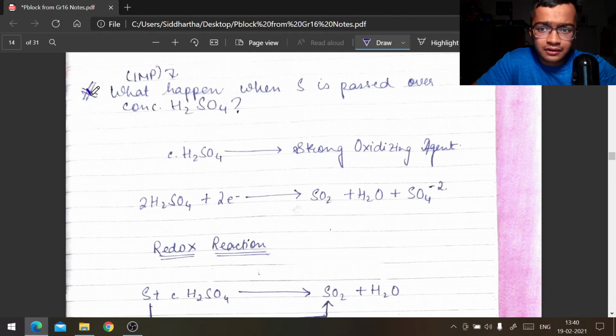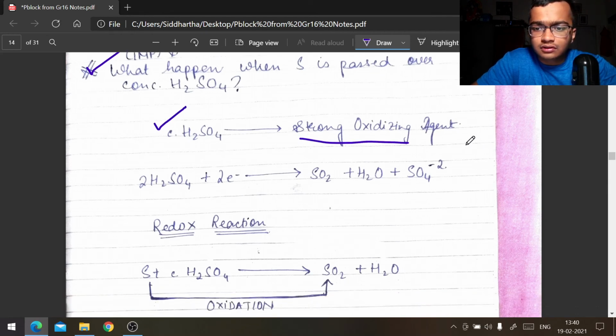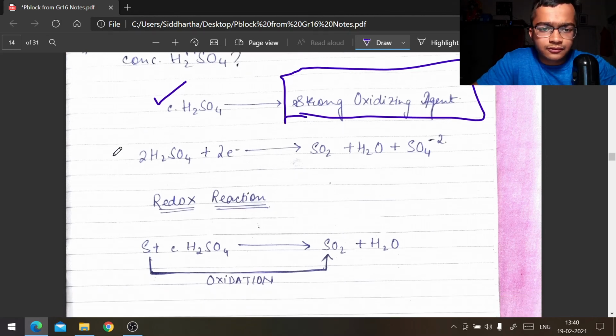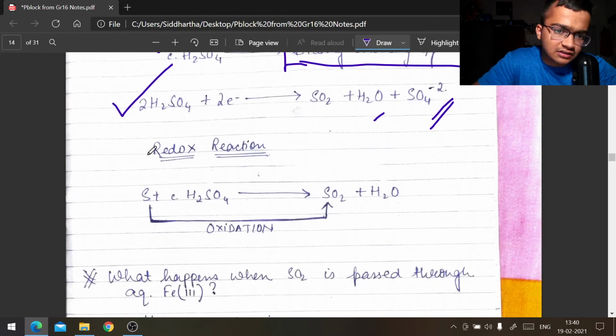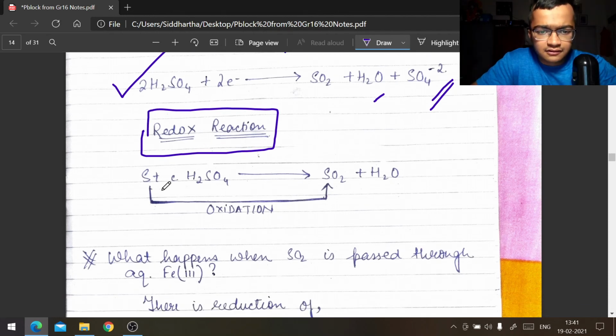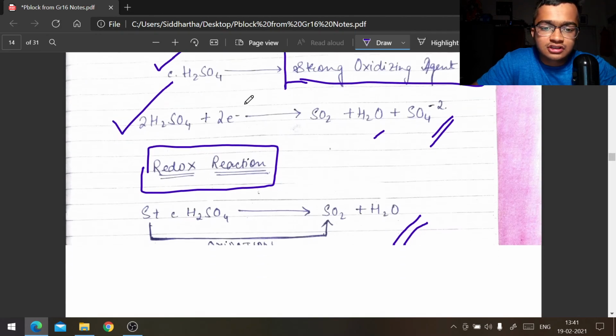Okay, next question. What happens when sulfur is passed over concentrated H2SO4? You have to remember that concentrated H2SO4 is a very strong oxidizing agent. H2SO4 gives SO4 2 minus and also H2O and SO2. So the net redox reaction is most important here: sulfur plus concentrated H2SO4 gives SO2 plus H2O. I have already mentioned that H2SO4 is a strong oxidizing agent.